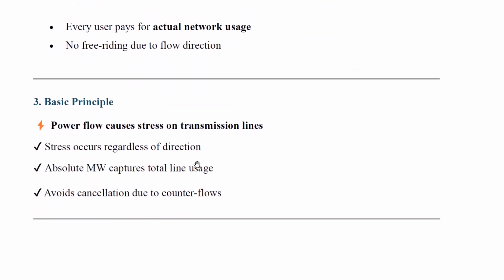What is the basic principle here? The power flow causes stress on the transmission line. Stress occurs regardless of the direction, because we are taking the absolute value. So the absolute megawatt captures total line usage and avoids the cancellations due to counter flows.